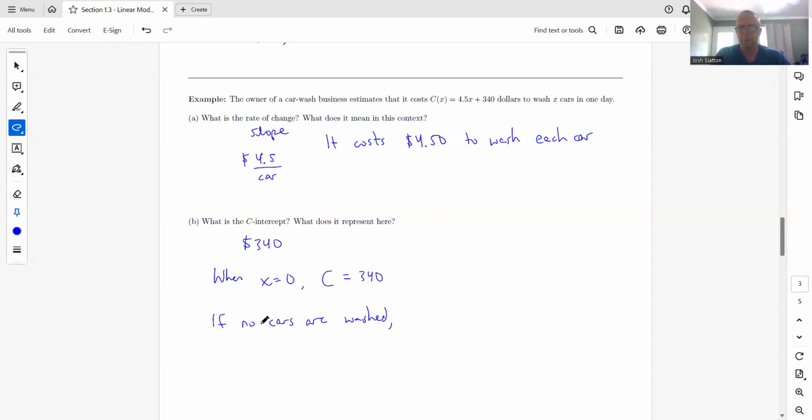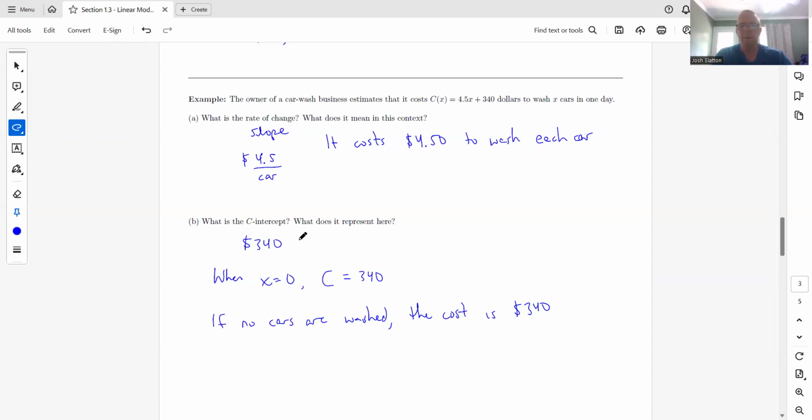That's what, when x equals 0, that's what that means. C equals 340, so the cost is 340. And so this usually represents your fixed cost. So whether you wash cars or not, you have $340 in expenses, just based on paying the people who are there that are not washing cars, paying whatever maintenance or whatever else you have.